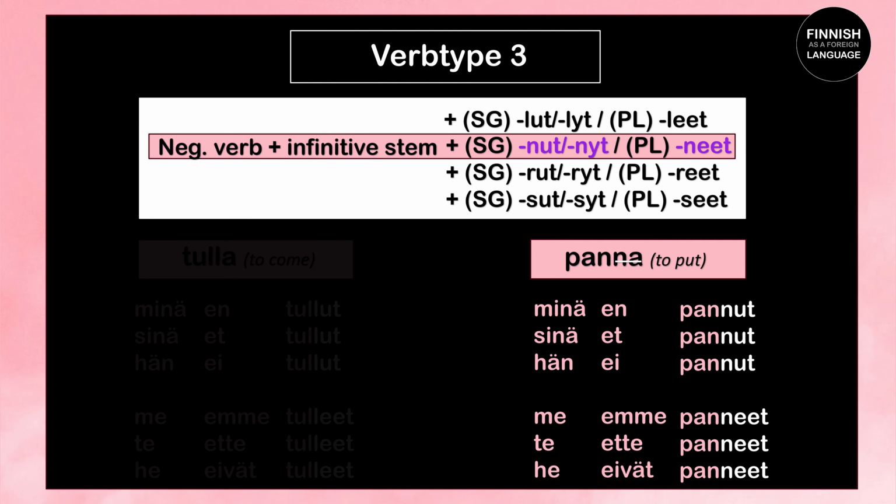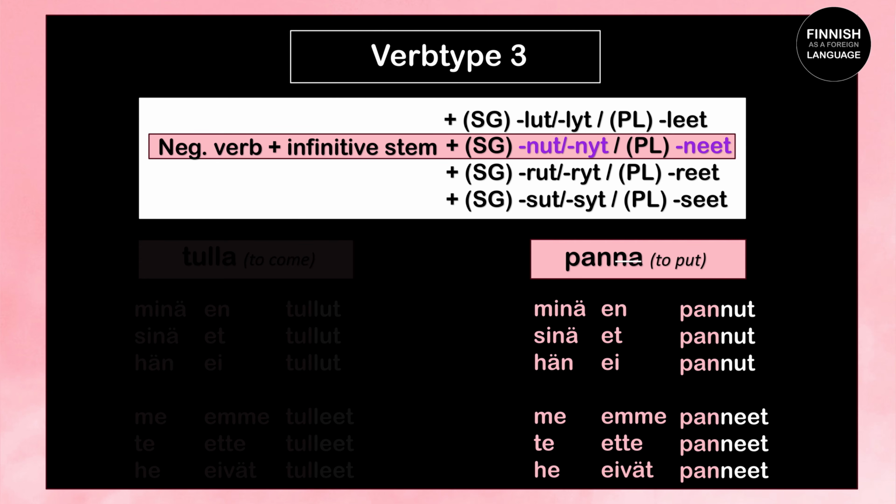Minä en pannut. I didn't put. Sinä et pannut. You didn't put. Hän ei pannut. He or she didn't put. The plural forms. Me emme panneet. We didn't put. Te ette panneet. You didn't put. And he eivät panneet. They didn't put. So for this verb here we use for the singular forms the not ending, and for the plural forms the net ending.